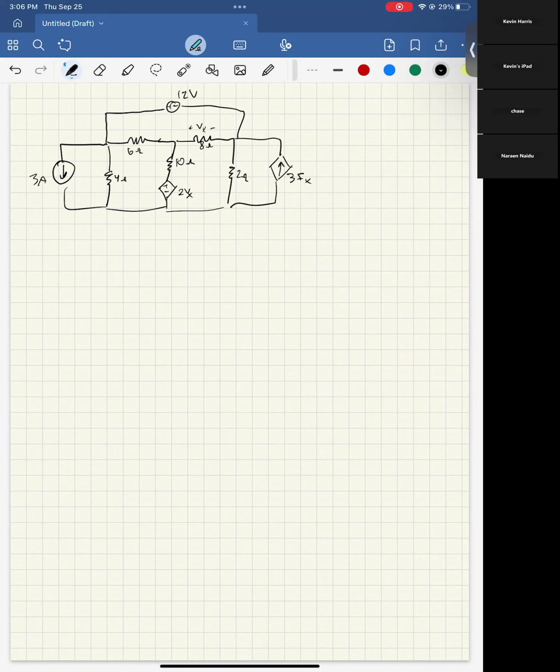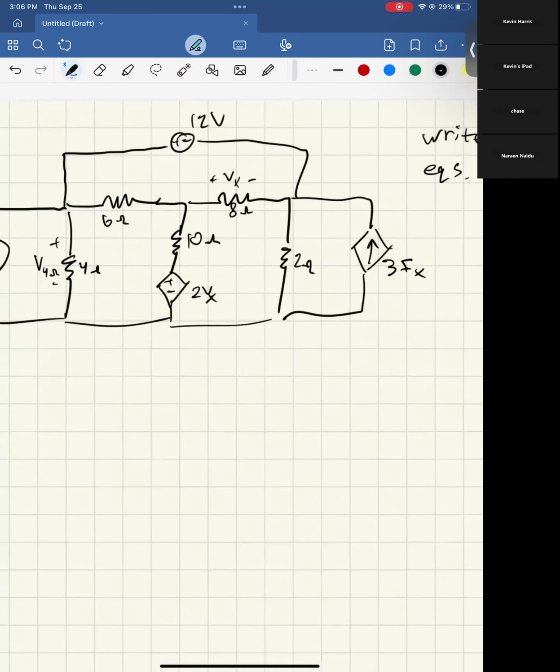Okay, I think I got everything. So then let's say it was asking us to find this voltage here on the 4 ohm resistor. So write all equations, write all like mesh current equations to find V 4 ohms. And this is the V 4 ohms.